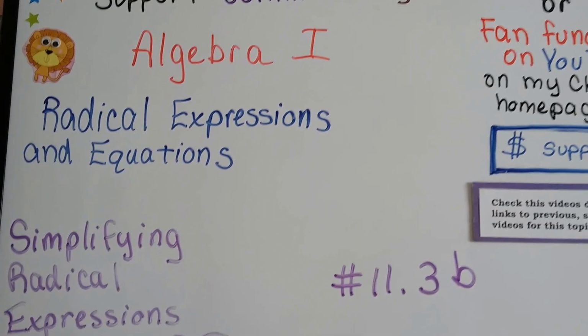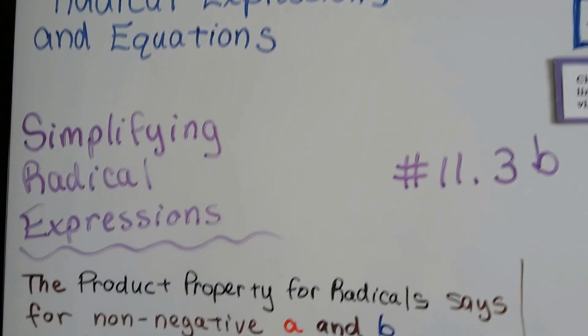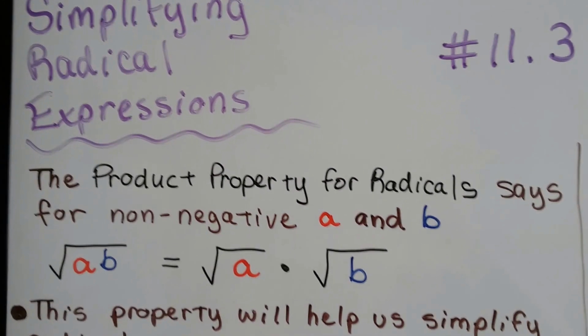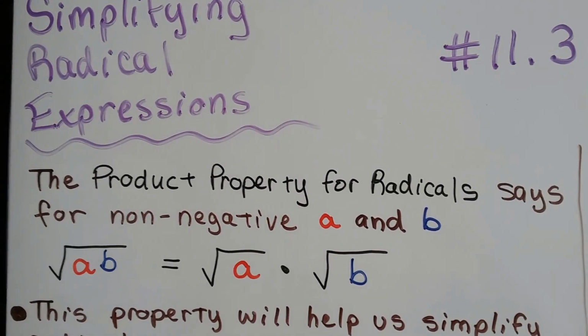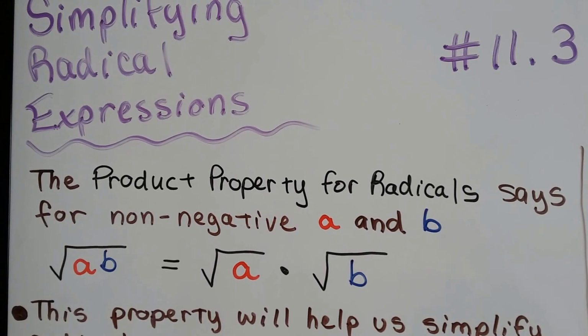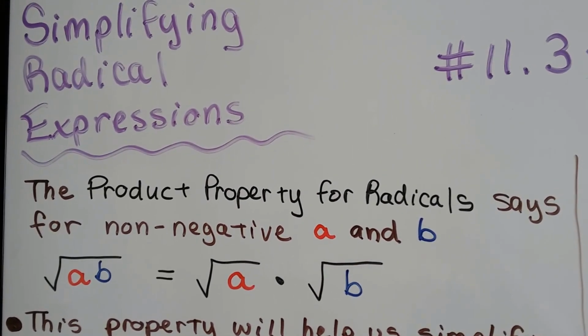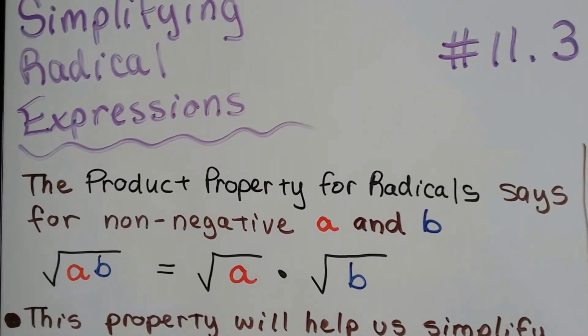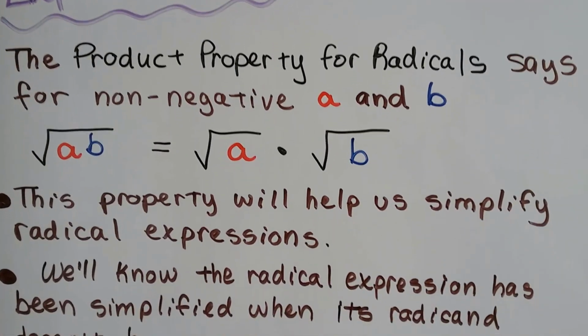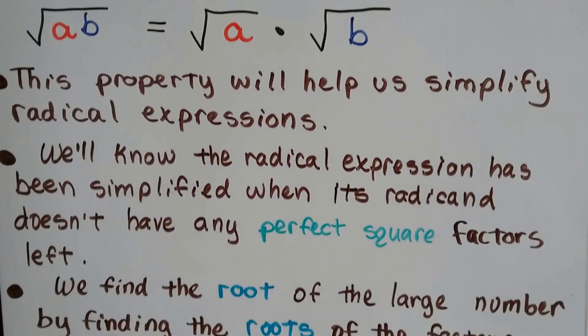Algebra I 11.3b, Simplifying Radical Expressions. The product property for radicals says for non-negative a and b, if we've got the square root of a times b, then it's going to equal the square root of a times the square root of b. We can split them up, see? And this property is going to help us simplify radical expressions.